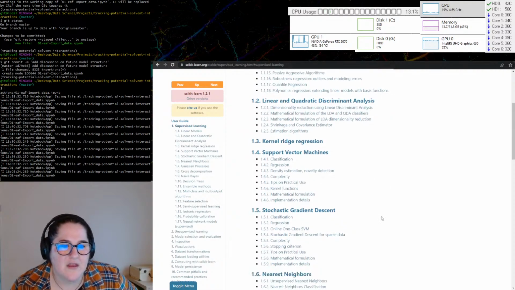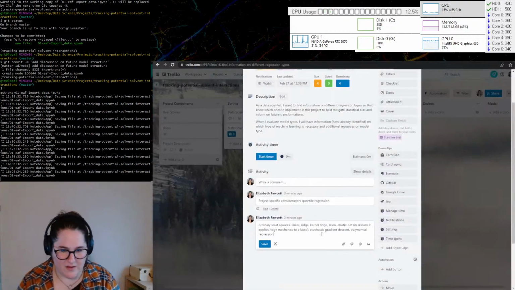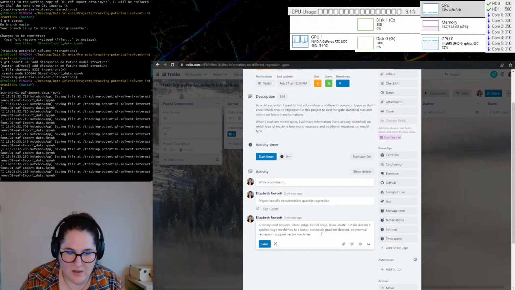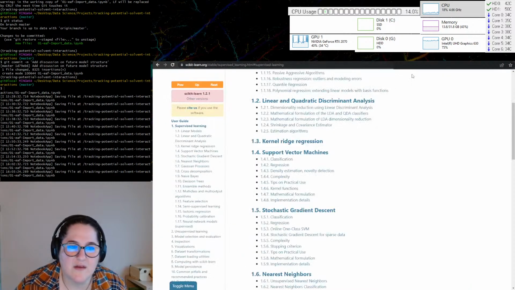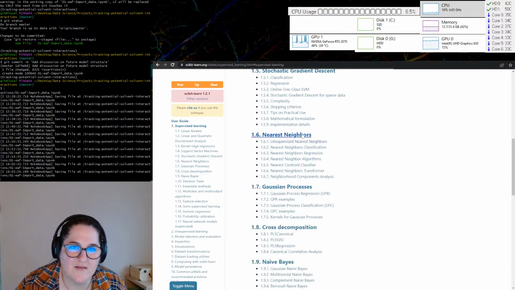Okay, and then we have support vector machines, which I do believe are already on our list, no, they're not. Okay, support vector machines, and I have a kernel ridge already in my general list here. This is our linear models. Let's get rid of that. Stochastic gradient descent we have in our list. Nearest neighbors is classifier. We're going to wait on that.